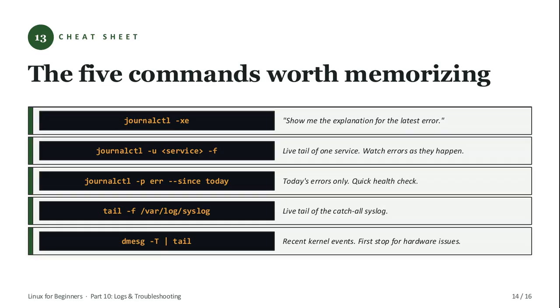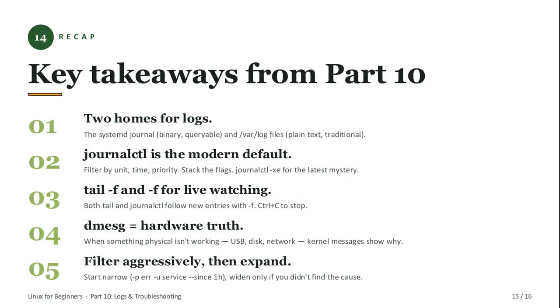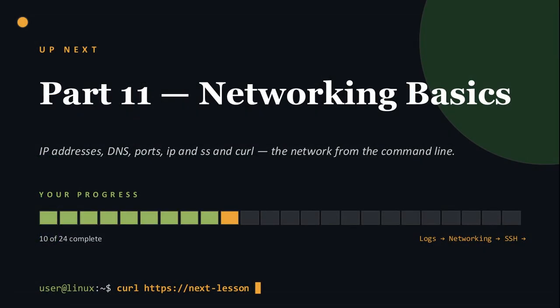hardware acts up. Zooming out, here's the bigger picture from Part 10. Logs live in 2 places, the system journal and the old-school /var/log files, and journalctl is now your primary lens into both. Use -f when you want to watch things happen live. Reach for dmesg whenever hardware misbehaves, and always start your search narrow before widening out. Filter first, expand only if you have to. And that wraps up Part 10.